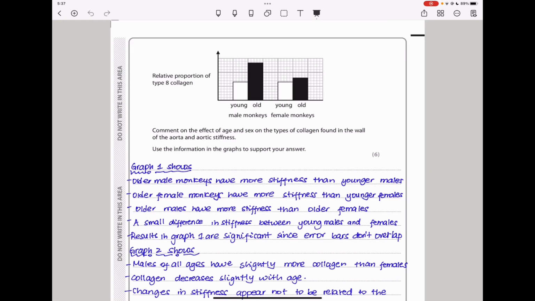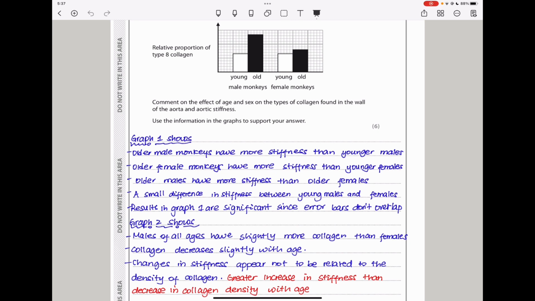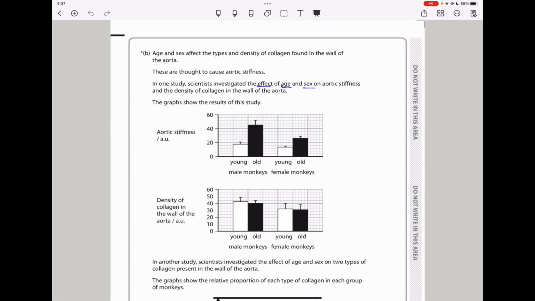So I say graph 1 shows that older male monkeys have more stiffness than young males, and also older female monkeys have more stiffness than younger females. The older males have more stiffness than the older females. I think you can see that. Going back here, we can see, yep, the older males have higher stiffness in comparison to the older females.